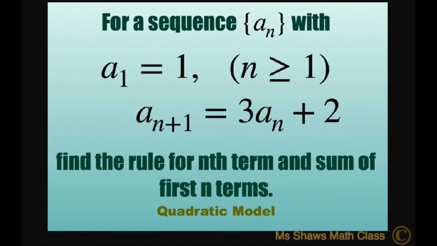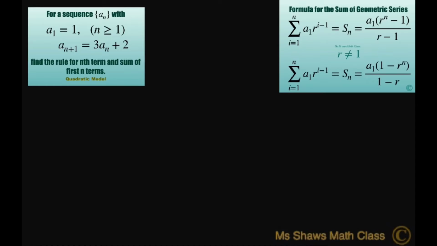For the sequence a sub n, where the first term is 1 and a sub n plus 1 equals 3 times a sub n plus 2, and the number of terms n is greater than or equal to 1, we're going to find the rule for the nth term and the sum of the first n terms. All right, so let's get started and see what we can do.